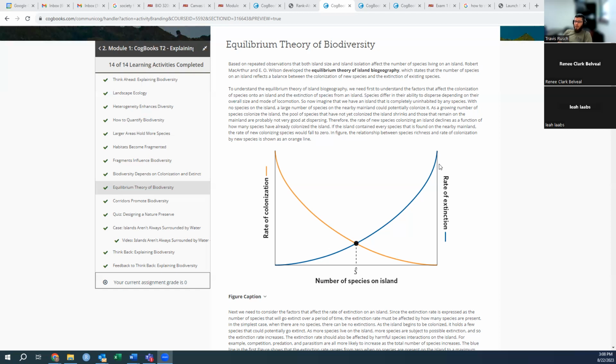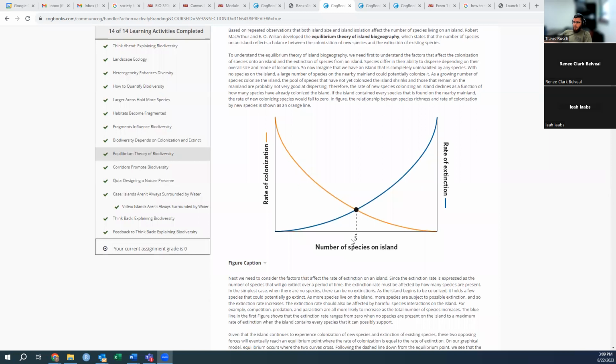And based on this figure, where does it plateau? Is that right where your S is located, your dot? Yeah, and what does this S stand for? The number of your species. It does, but what does it mean beyond the number of species? There's an actual term for this dot.